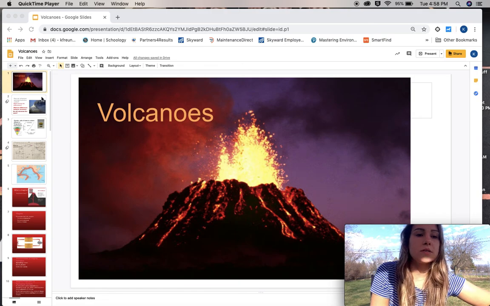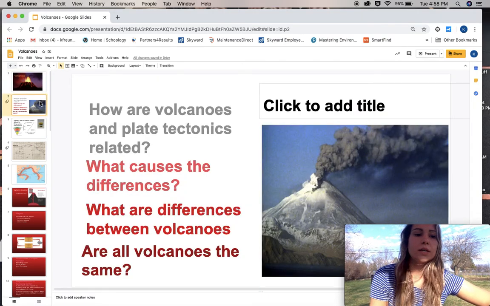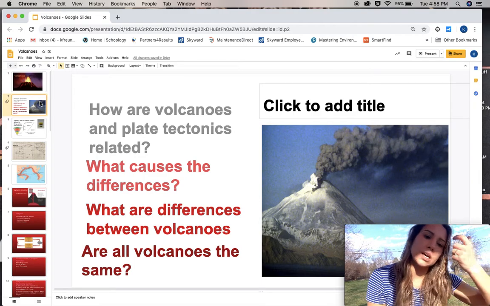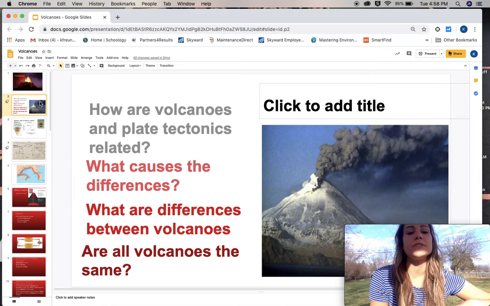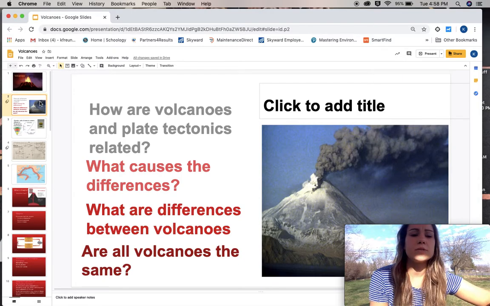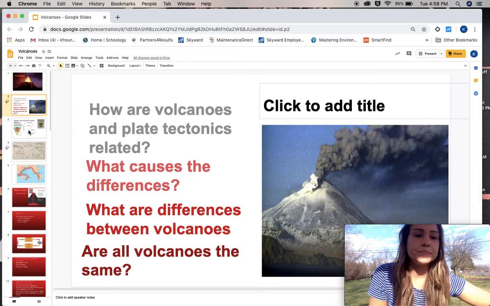So let's start with some questions that are going to be answered in our lesson today. How are volcanoes and plate tectonics related? What causes the difference? And what are those differences between the volcanoes? Because they're not all the same.